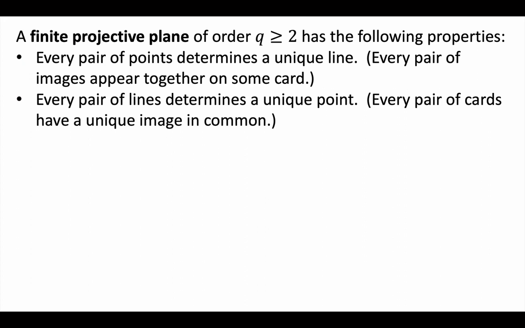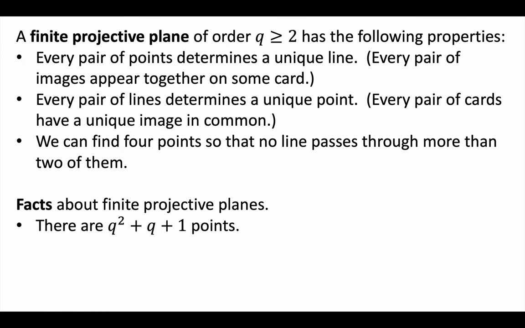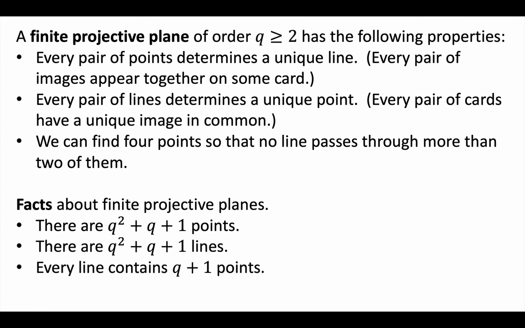Now there's a third condition, which we really don't need to worry about. It just prevents us from having trivial kinds of things. We can find 4 points such that no line passes through more than 2 of them. Okay, that's just preventing us from having projective planes that don't behave like we want them to. There are some nice little facts about projective planes. If the order is Q, there will be Q squared plus Q plus 1 points. Q squared plus Q plus 1 lines, so the number of points and lines will always be the same. Every line contains Q plus 1 points, and every point contains Q plus 1 lines.